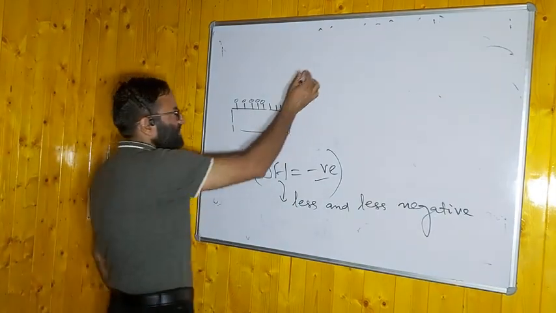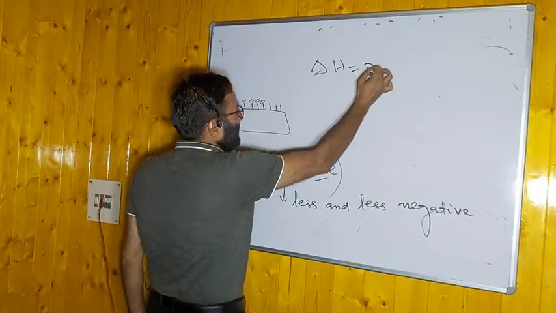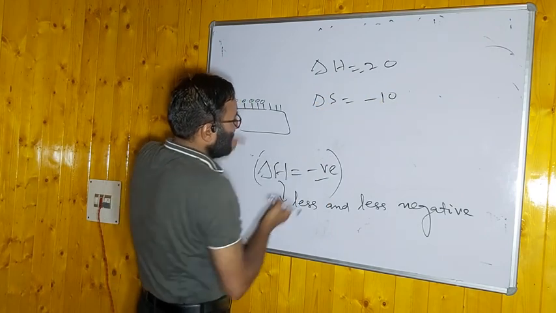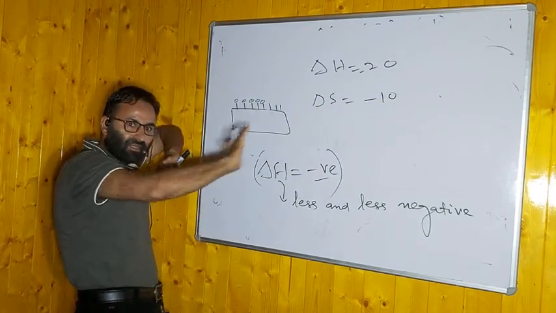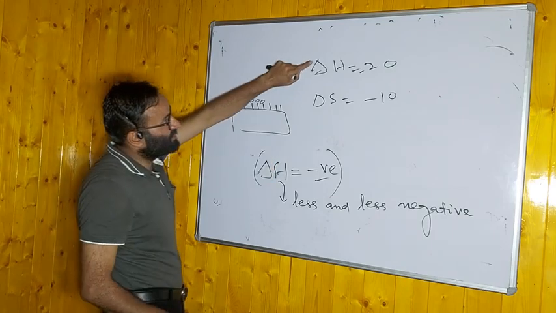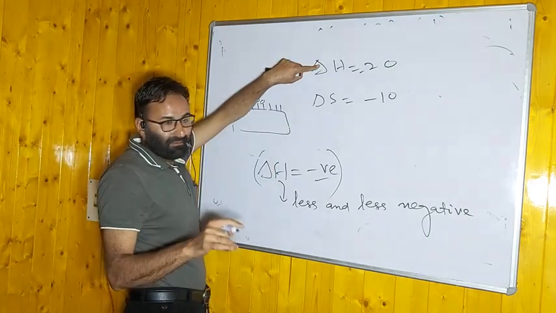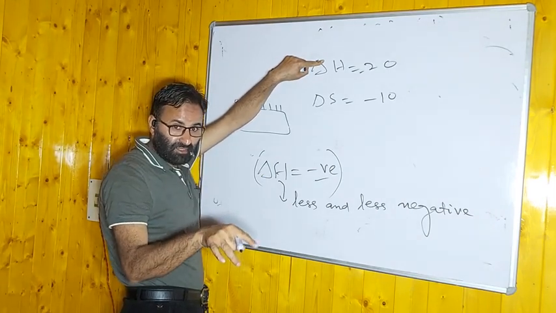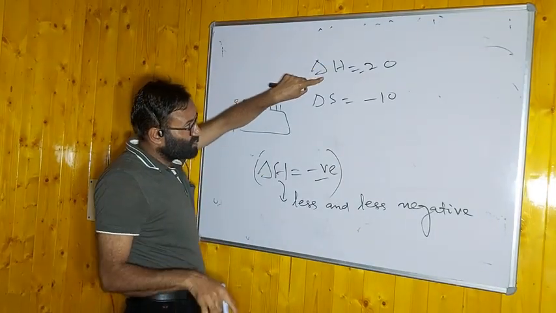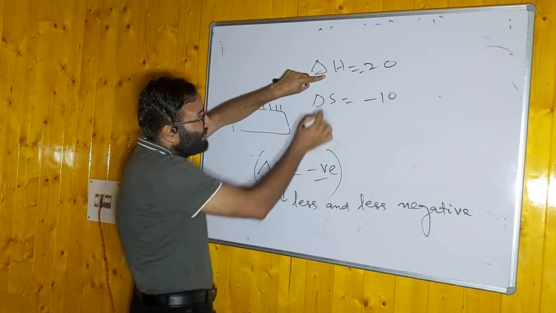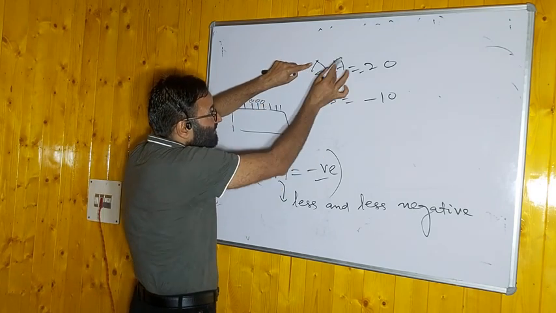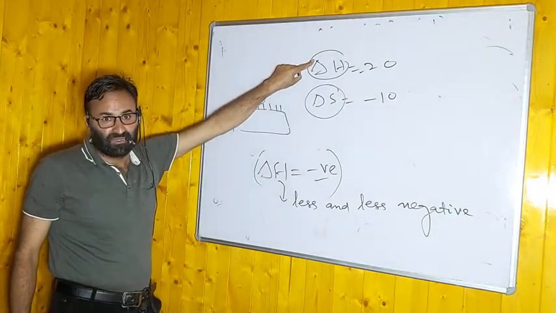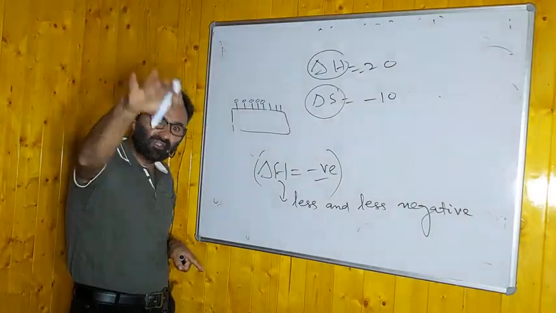Finally, a stage reaches. For example, delta H we said minus 20, delta S we said minus 10. But when the adsorption process takes place, its value will decrease. The negative value will decrease. It will become minus 18, minus 15, minus 12. Then finally a stage will reach when its value becomes equal to the value of delta S. It means that initially the process is spontaneous.